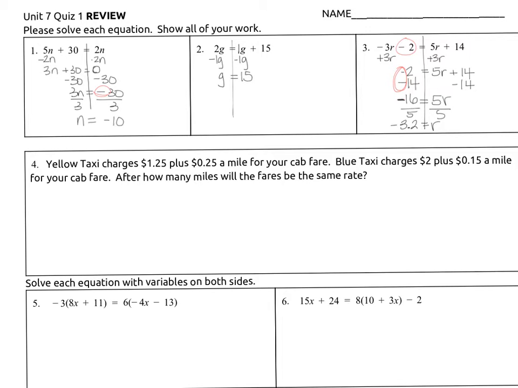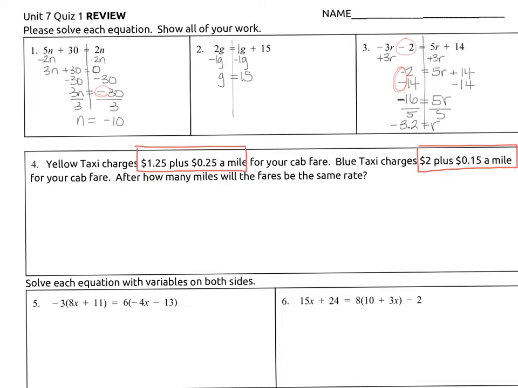Okay. For yellow taxi, this is what we are looking at. $1.25 plus 25 cents a mile. Blue taxi, $2 plus 15 cents a mile. Well, it looks like I have the beginnings of like a 2-step, or I don't really know.